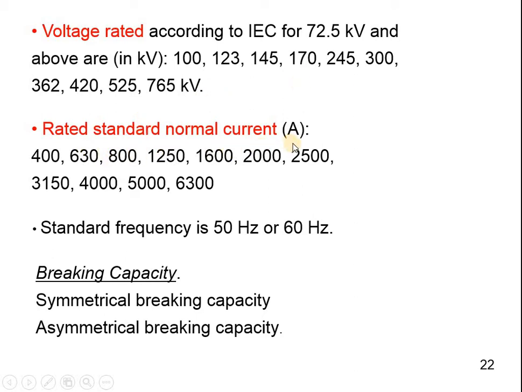For a rated standard normal current, we can use 400, 630, 800, 1250, 1600, 2000, 2500, 3150, 4000, 5000, 6300, sorry. The standard frequency is 50 Hz or 60 Hz. The breaking capacity is symmetrical breaking capacity and unsymmetrical breaking capacity.